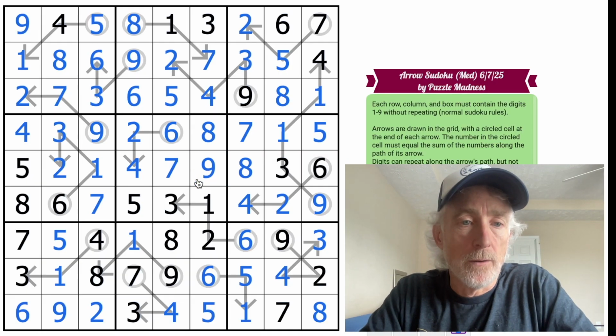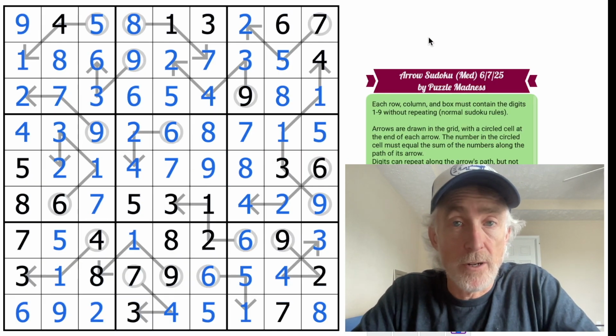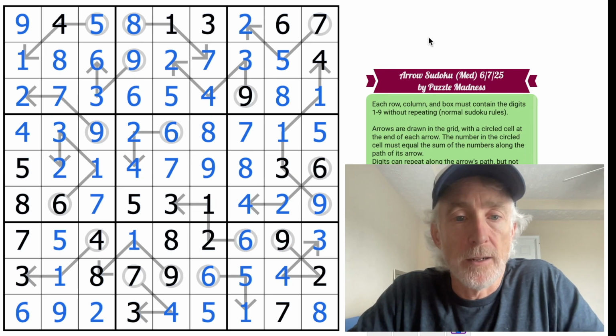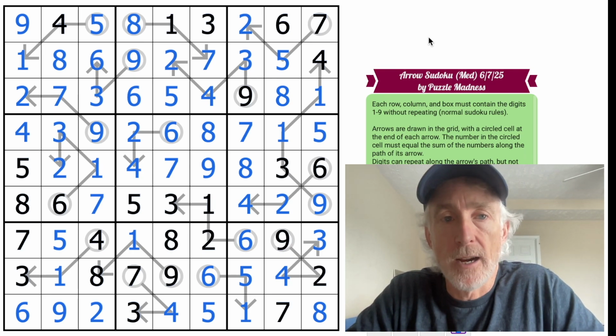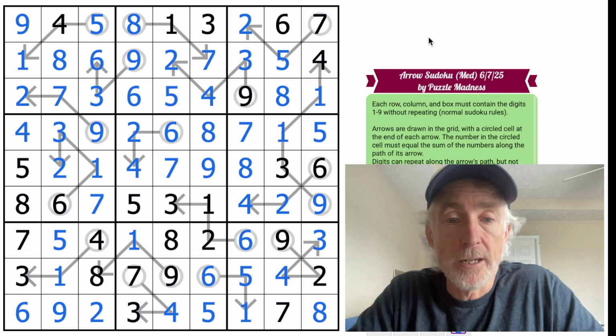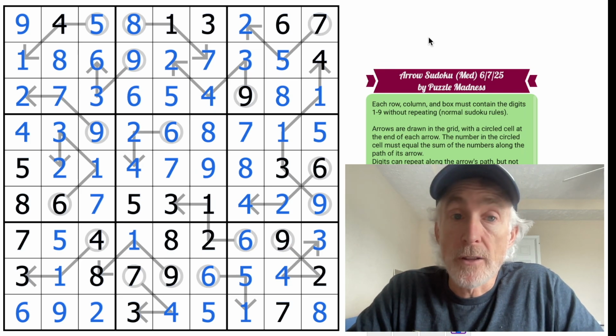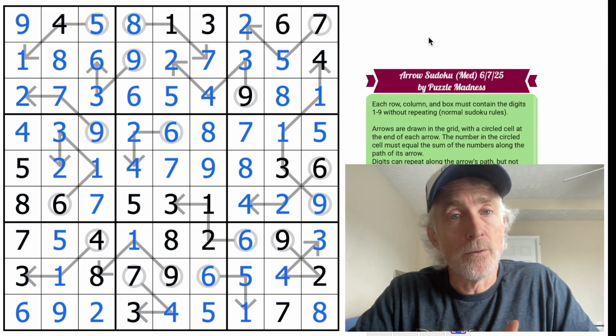All right, so that was just a real basic introduction to arrow Sudoku. Let me know in the comments if you've ever done arrow Sudoku or if you enjoy it. I may do another puzzle. I might do the next level up.